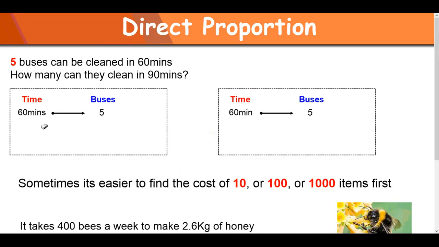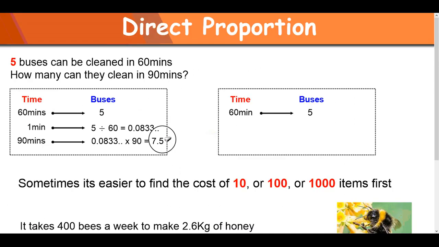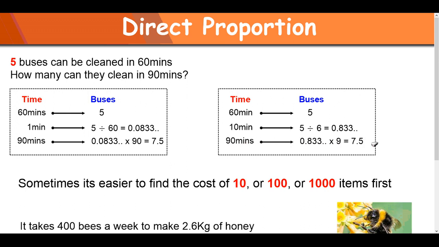Now, another way to do that question is, you could actually just work out 10 minutes. Don't need to go down all the way to 1 in this example. You could just work out 10 by dividing by 6, and you get 0.833. And then you could work out 90 by multiplying that number by 9, and you get 7.5 buses. So sometimes it is easier to find the cost of 10 or even 100 or 1,000 items first instead of just 1. Mostly it's 1, but sometimes easier to work out 10, 100 or 1,000.